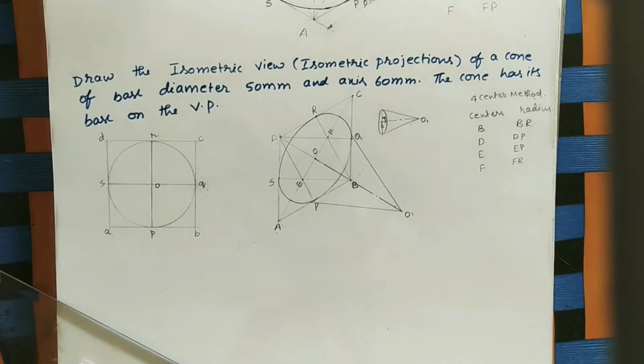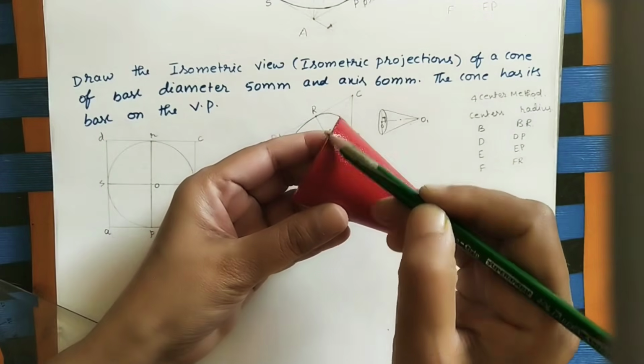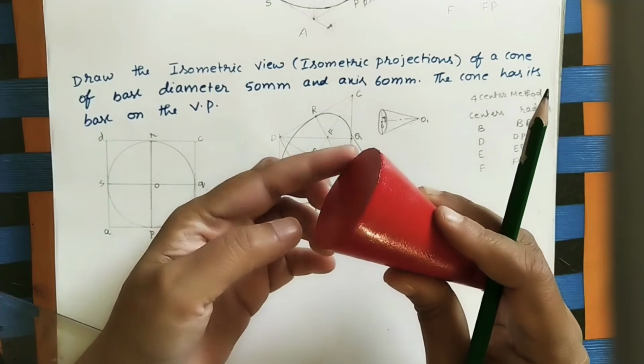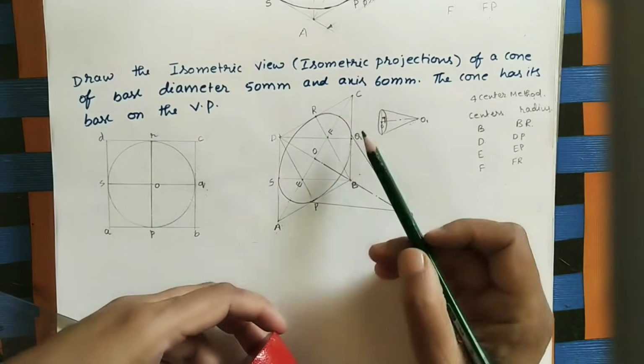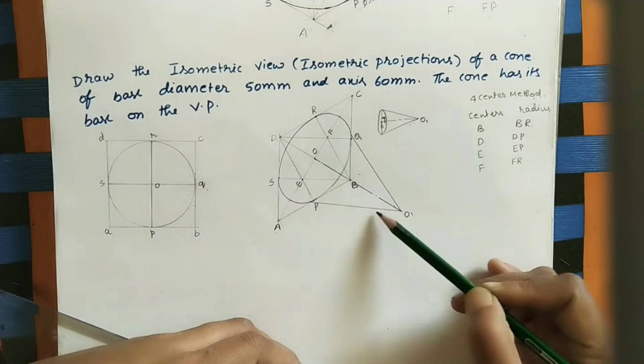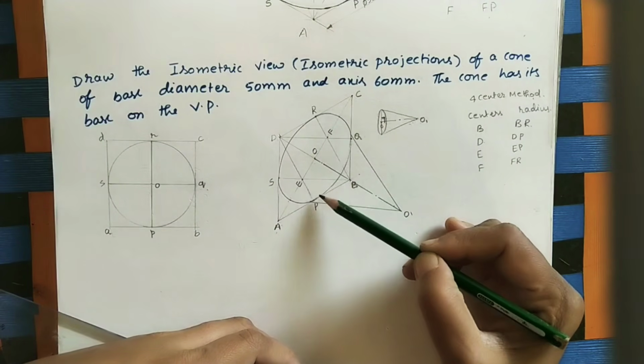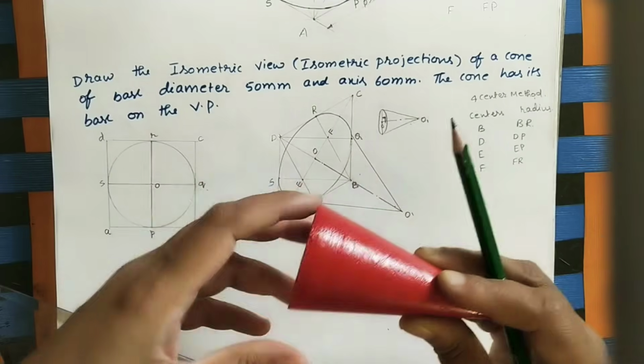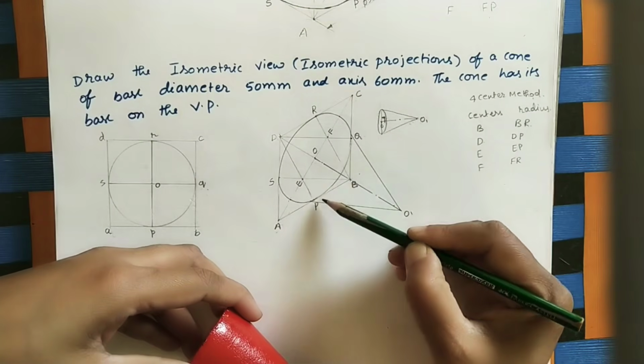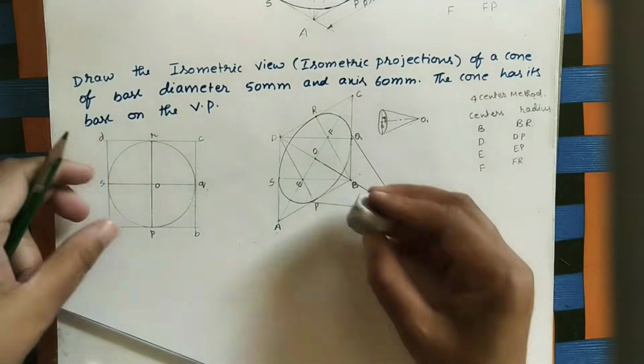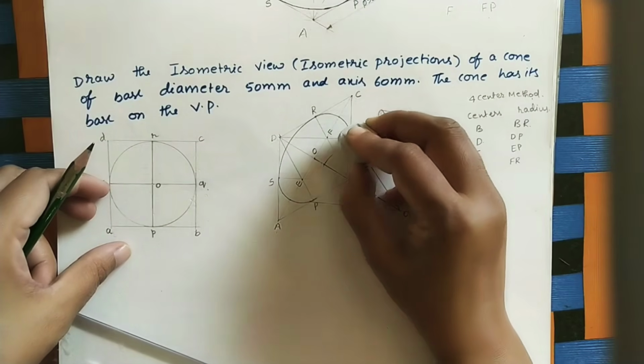Okay, so the cone is like this. We can see this curve, and here we can't see this lower curve. Now whatever curve is above, it should be dark. This part we can't see, so that one should be dotted. It should be with the dashed line.